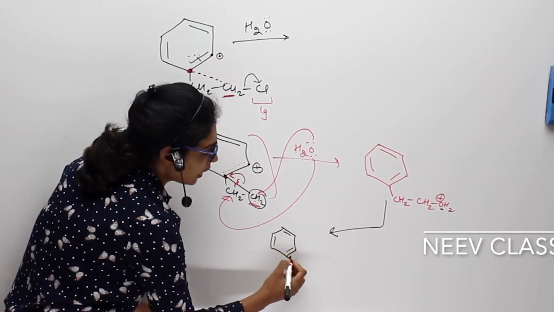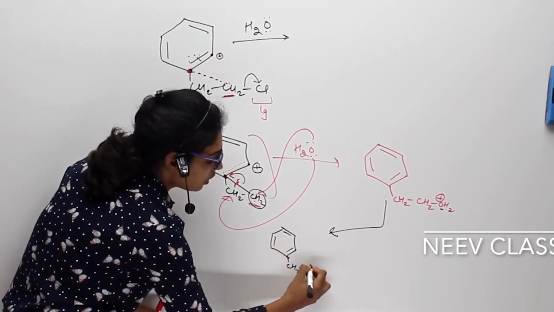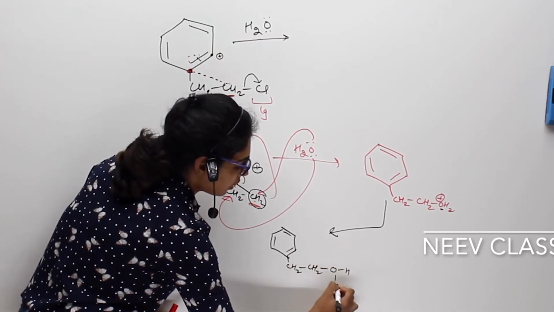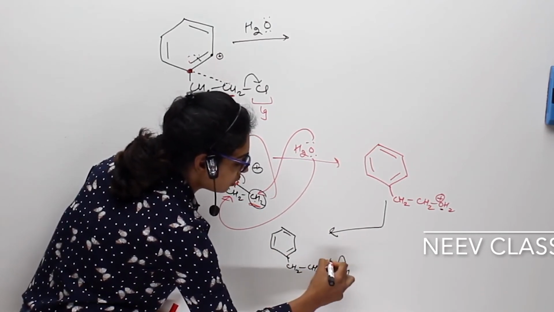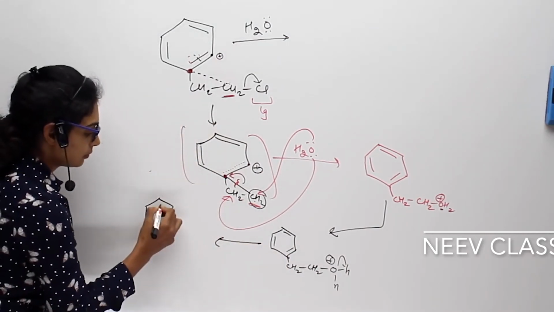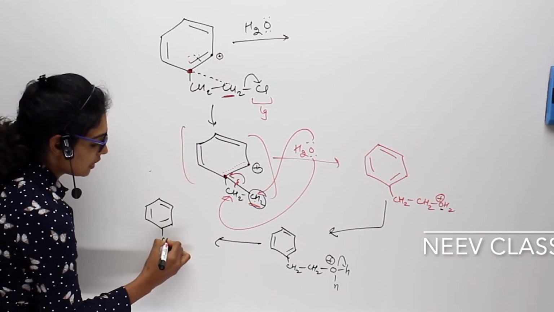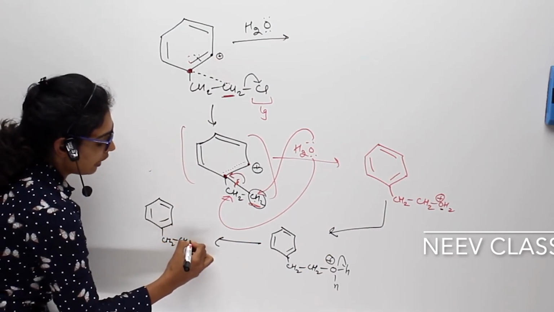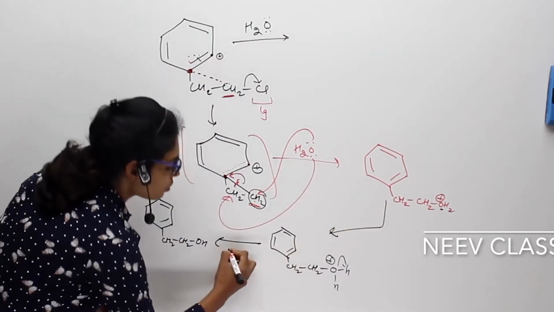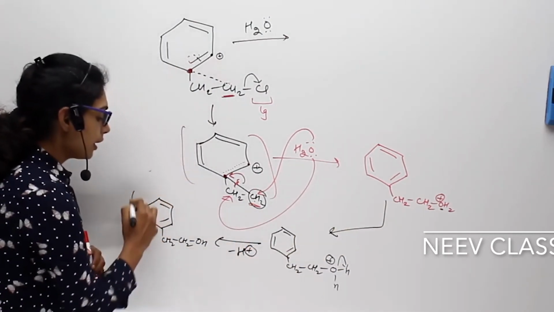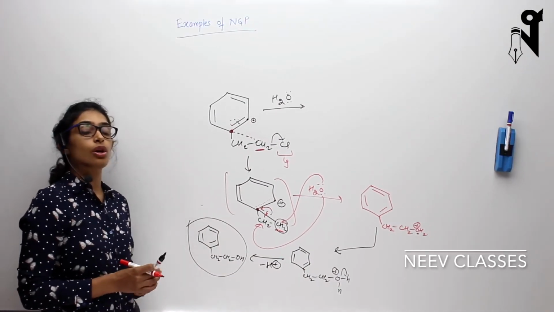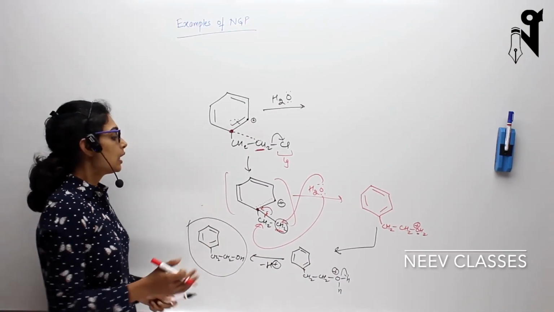Because of this positive charge, oxygen will try to get rid of it by breaking the bond between oxygen and hydrogen, and we will get CH2, CH2 and OH. So we have got a protonated alcohol here. It will lose one hydrogen, and we will get this as a molecule. Here again the retention of the configuration will take place.